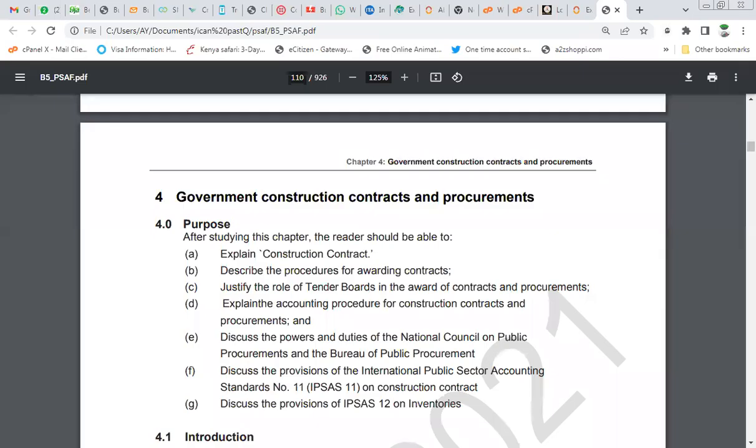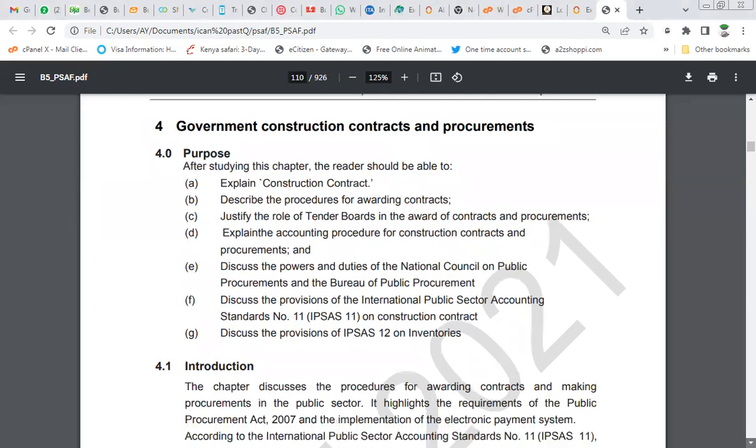Okay, so let's start government construction contracts. Under this particular chapter, we will learn the way government awards contracts. You know, what is the definition of a contract and the various processes one embarks on in awarding a contract and getting a contract from government.